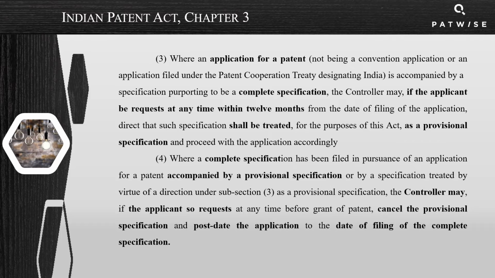Now subsection 4 says where a complete specification has been filed after a provisional specification, then at the request to the controller, the applicant will also cancel the provisional specification and convert the complete specification to the provisional specification. In that case, this application gets post-dated. That is, the filing date of the application becomes the filing date of the complete specification, and from then another 12 months time is given to the applicant to file the new complete specification.